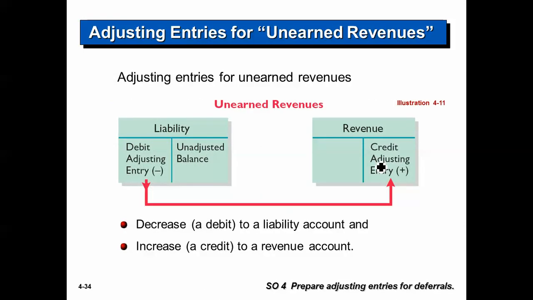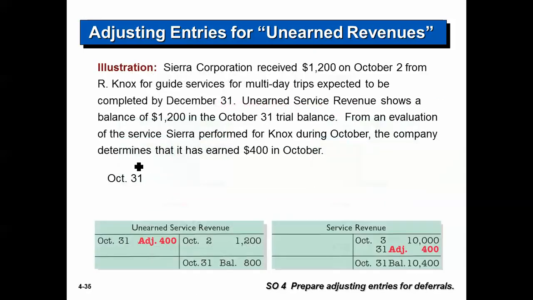So here, when I receive money, I set up a liability account, and I debit it, reducing it, when I recognize revenue. For example, Sierra Corporation received $1,200 October 2nd for services to be completed by December 31st. Unearned service revenue shows a balance of $1,200 right down here because the entry was debit cash $1,200, credit unearned revenue. That's what we did in Chapter 3.